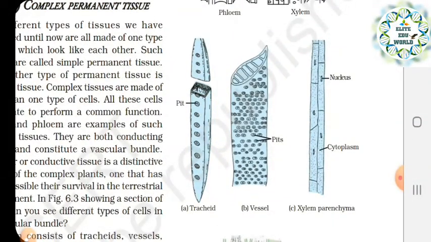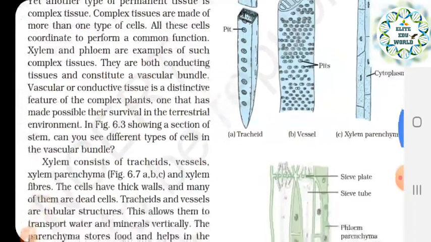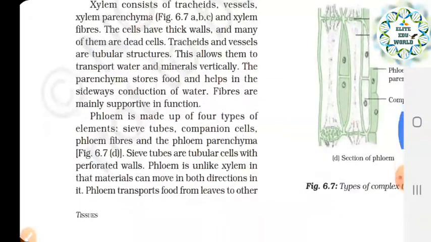Here we can see the kinds of cells: tracheids and vessels. They are both tubular in structure, helping in the transport of water. Xylem parenchyma stores food and does sideways regulation of the water.